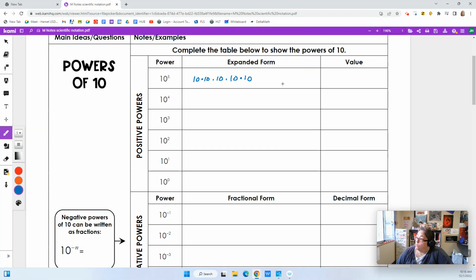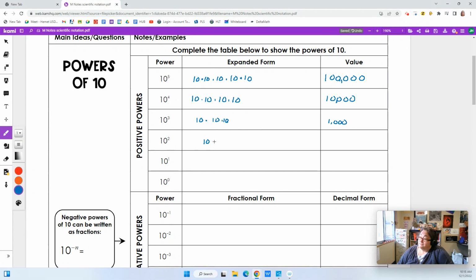So basically, what this gives me is a 1 with 1, 2, 3, 4, 5 zeros, right? So this value would be 100,000. Here, 10 to the 4th, I have 10 times 10 times 10 times 10, so I would have 1 and 1, 2, 3, 4 zeros. Yeah, 10,000, right? If I have 10 to the 3rd power, I have 10 times 10 times 10. How many zeros am I going to have? I'm going to have 1 and 3 zeros. Pretty easy, right?